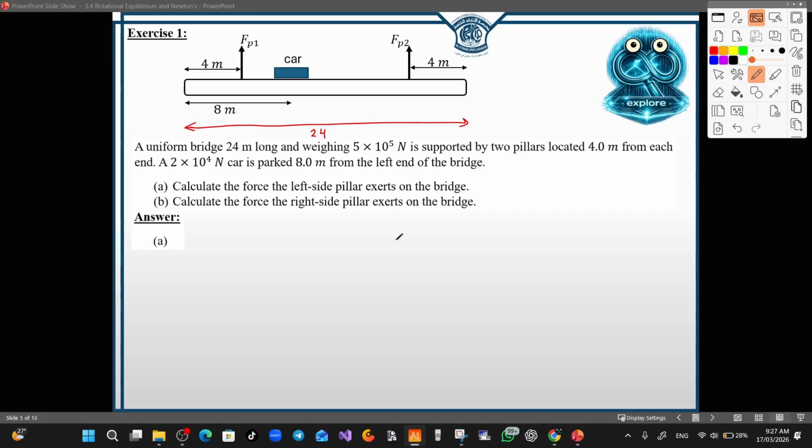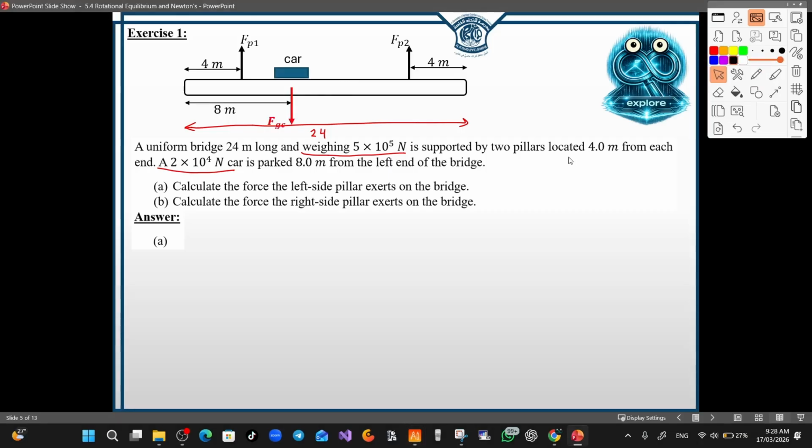Now, since the bridge has weight as well as the car, the bridge is experiencing two hidden forces: the force of gravity on the car and the force of gravity on the bridge. Part A, calculate the force the left-side pillar exerts on the bridge. In part B, calculate the force the right-side pillar exerts on the bridge.